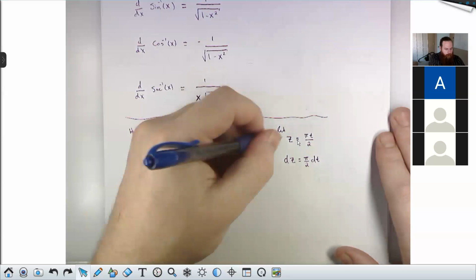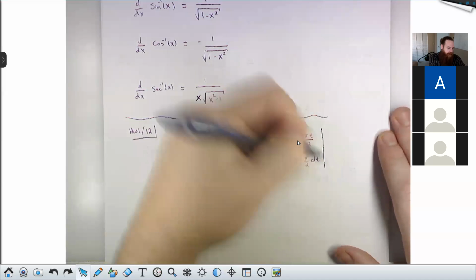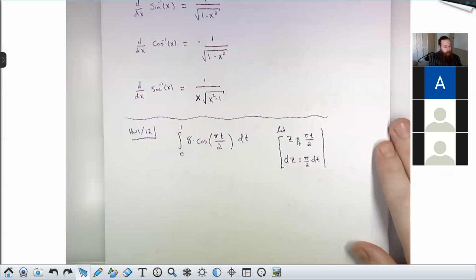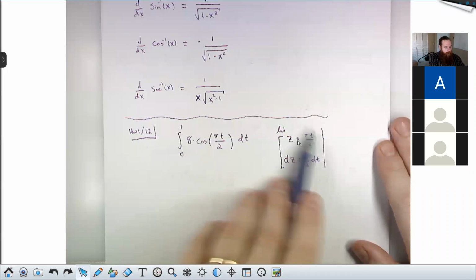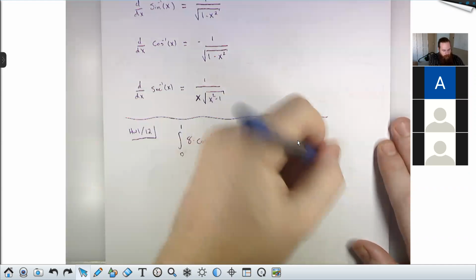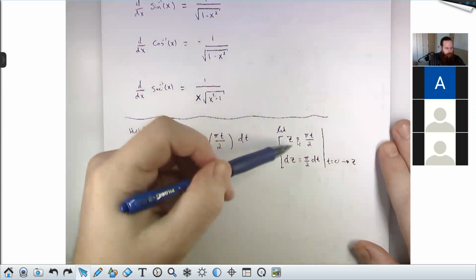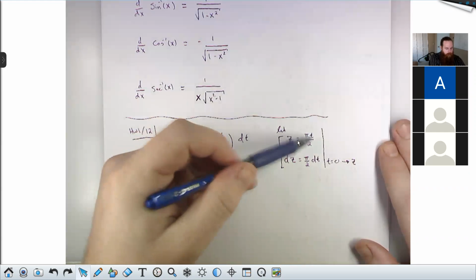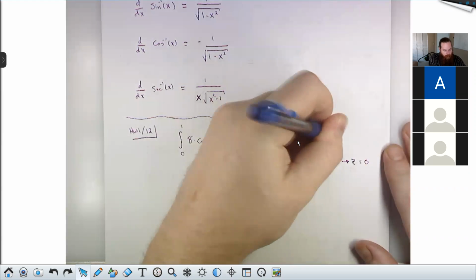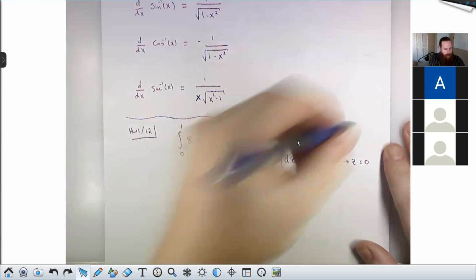We will also need to change our bounds because this is a definite integral. And remember, in Calc 2, changing your bounds is not optional. You must do this. The way we find our new bounds is we take our old bounds and we plug them in to this equation. So when t is equal to 0, z is equal to pi times 0 over 2. That's 0 over 2. That's also 0. And when t is equal to 1, z is equal to pi times 1 over 2, or just pi over 2.